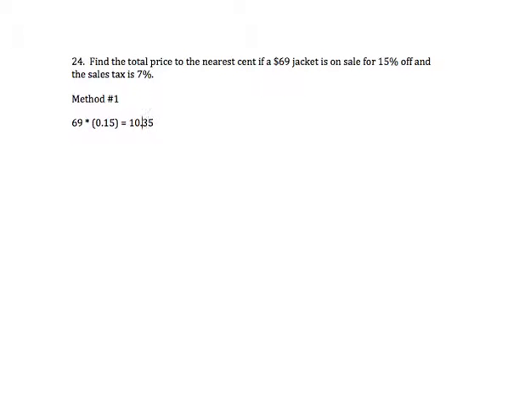That means $10.35 would be our discount. So if that is our discount, we need to then subtract that from the original cost of the coat. So $69 minus the $10.35 for the discount to get a total of $58.65. This is now the cost of the coat.